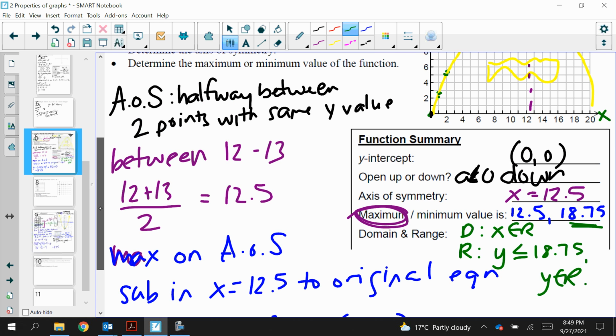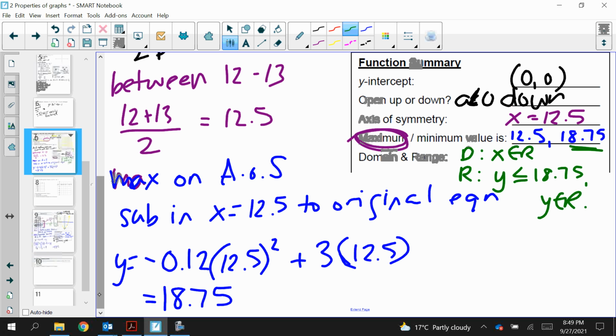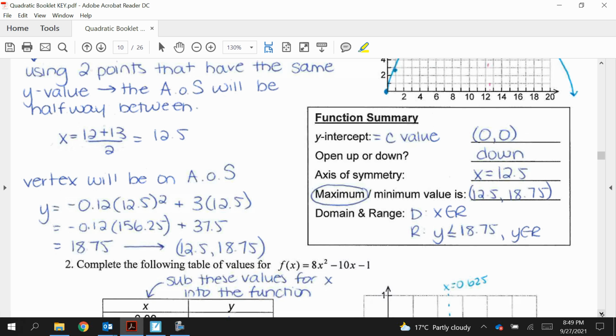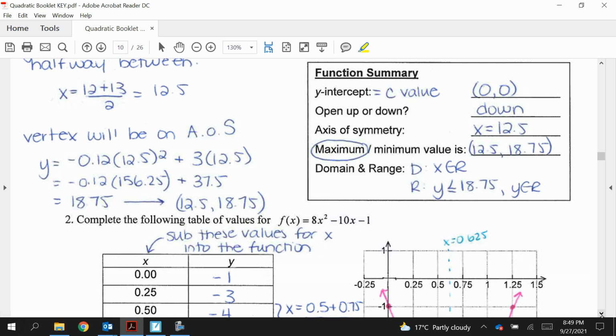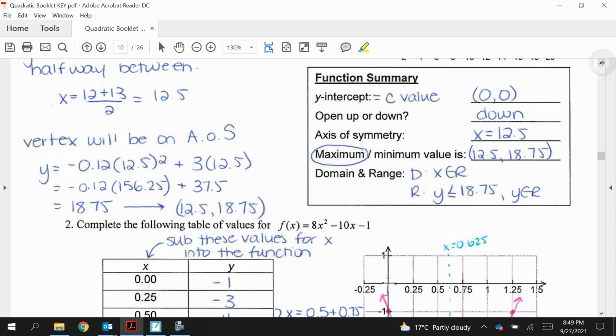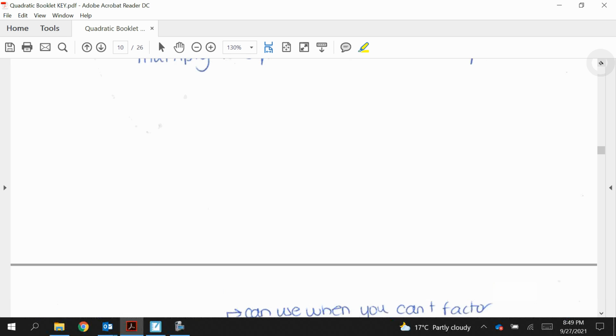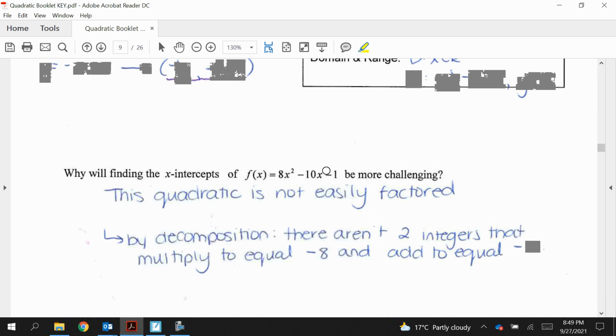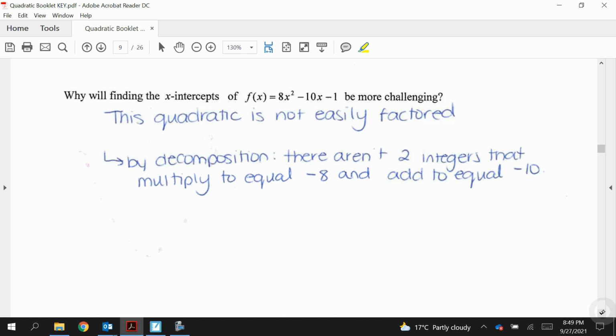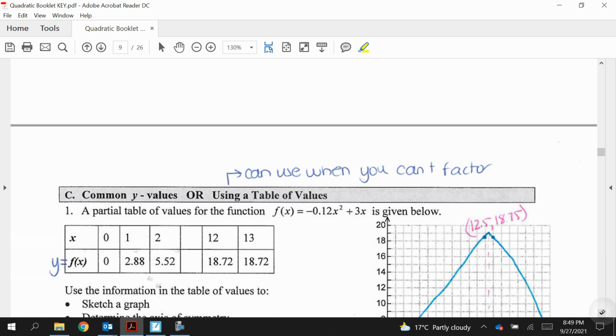All right, so that's the function summary for that one. Written much neater. Maybe we'll just peek through this. This is kind of similar to what we had on that last page. It says complete the following table of values. Sorry, let me scroll up. This equation is what we're going to have below here: 8x squared minus 10x minus 1, this is question 2.